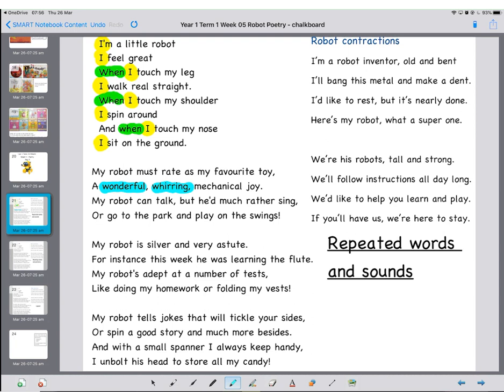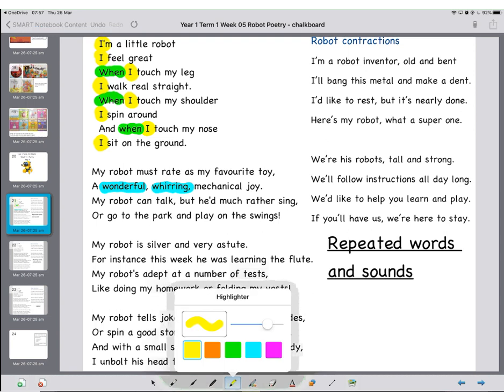So if you spot any words that start with the same sound, highlight them as well, or write them down as well, because obviously you may not be able to print off the poem. So just writing down the words is a good way of doing this. And over to you, grown-ups, for the second one, and I'll go through it in a moment.